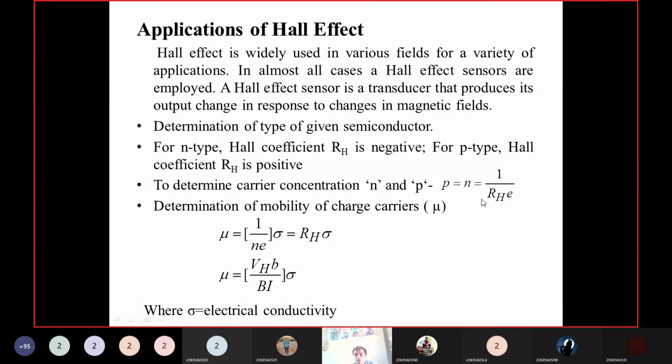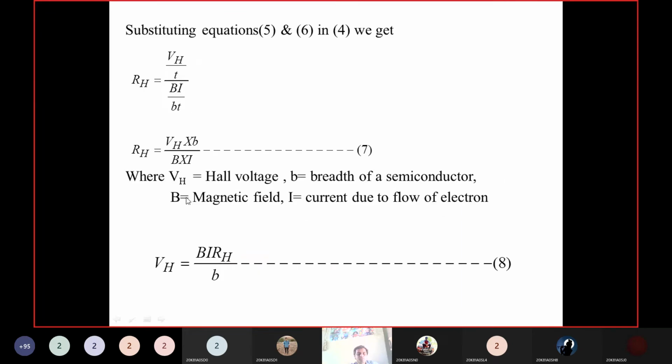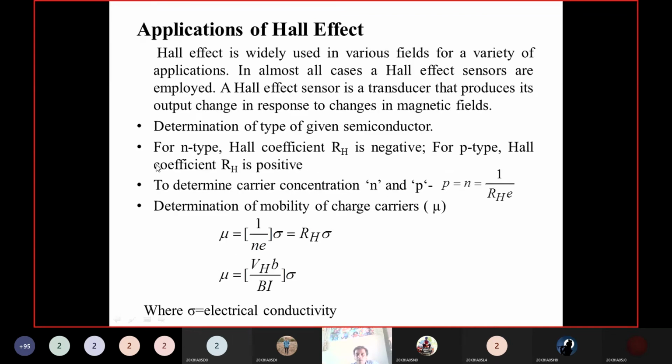So how to calculate RH? By using this formula, RH is equal to VH into B by capital B into I. By using this formula we can calculate RH here. If we know RH, we also know the carrier concentration, that is, how many charge carriers there will be. Okay, so either it will be N type or P type. So we can calculate very easily by using this formula.